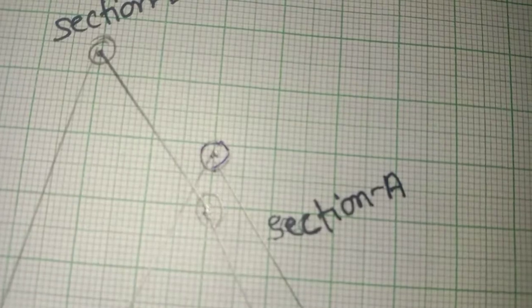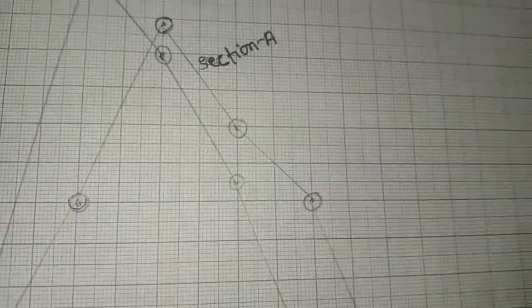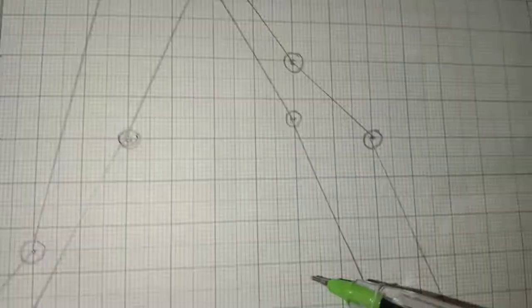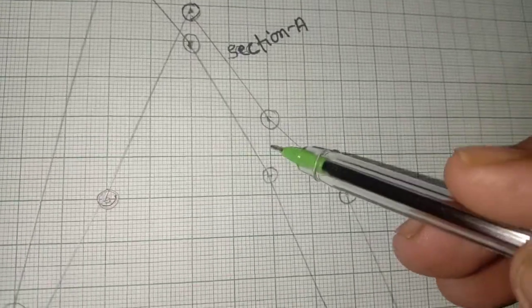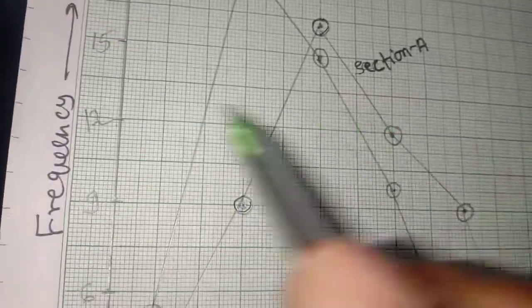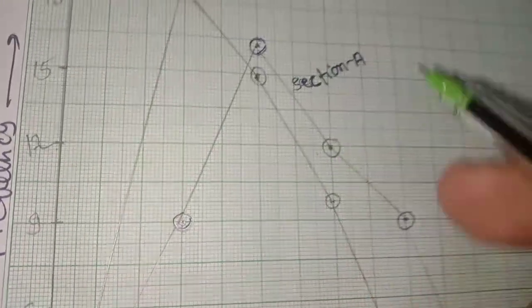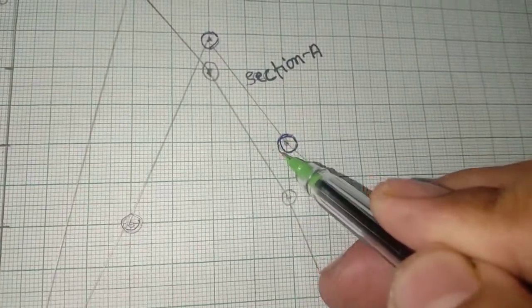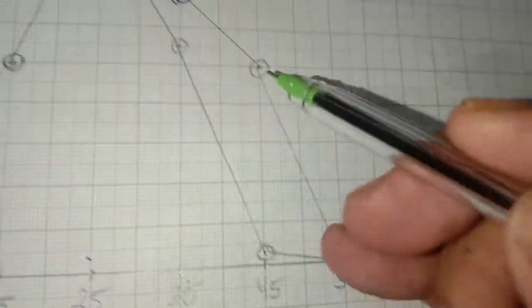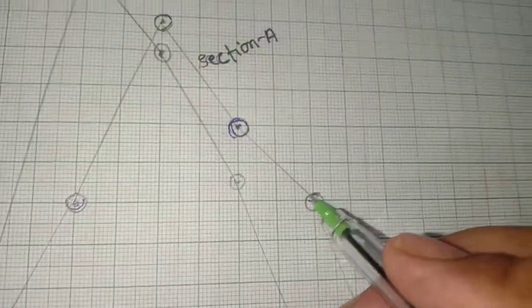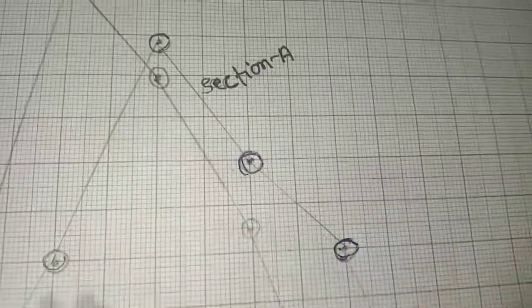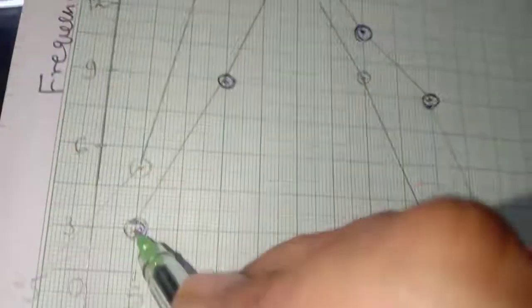Then 35 is 12. So for 35 you can see section A, 12. Can you see here? This one is 12. I just take marks for every point now. And 45 is 9. So for 45 you can see 9 here. For confirmation, I have taken section A as the blue pen dots, so it will confirm to you how to take the points.